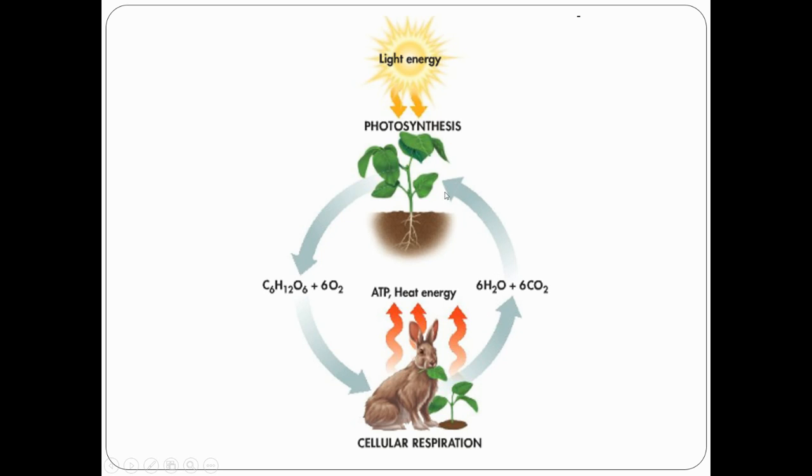That water can make its way back into a plant through the water cycle. The rabbit breathes out CO2. The plant takes in CO2. And so you can see the reactants of one chemical equation are the products of the other one. And the products of the one chemical equation are the reactants of the other. And so once you learn one of these, you automatically just flip them.